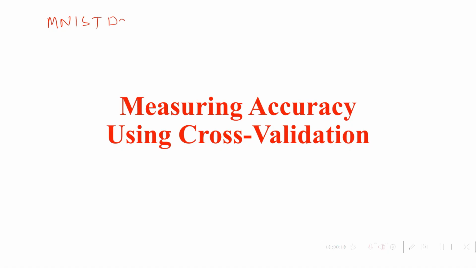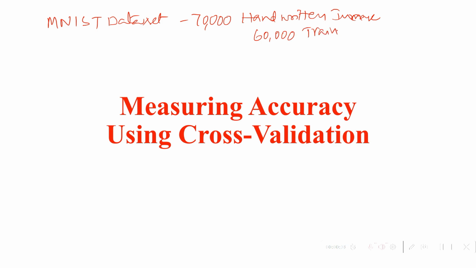In the previous video, we discussed the MNIST dataset. It contains 70,000 handwritten images, out of which 60,000 images are used for training and 10,000 images are used for testing. All these images contain handwritten digits from 0 to 9.